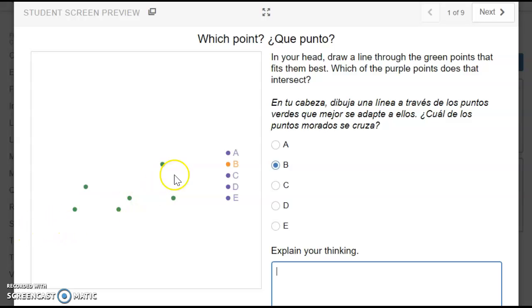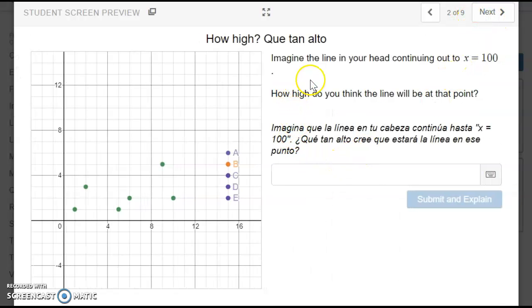Okay, so I want the line to be following the trend, so it's definitely going to go this way, and I want approximately the same number above as below, and that is the line that I came up with. Okay, so imagine the line in your head continuing out to x equals 100. How high do you think the line will be at that point? Okay, so the line goes to when x is 8, x is 12, x is 16. So x is 10 is approximately here.